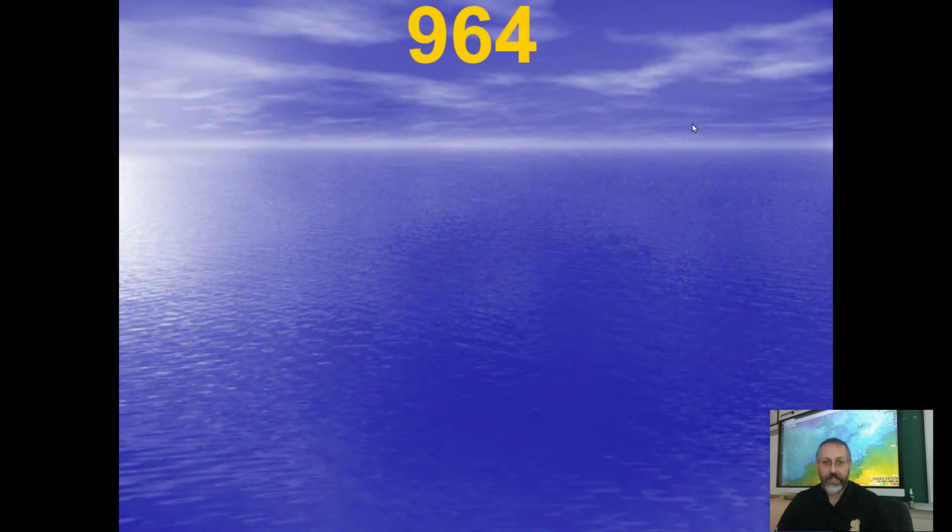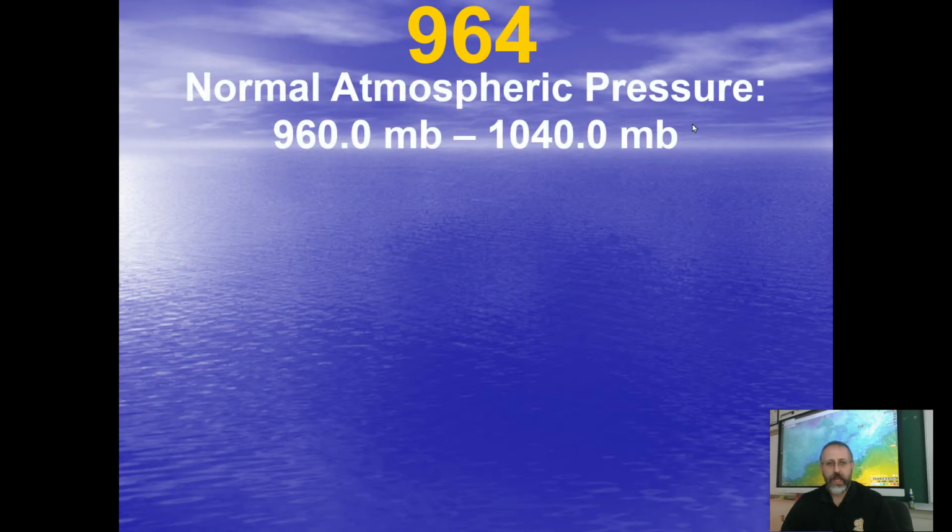Now that 964, back to that. That was the encoded, the code version of the pressure. The actual pressure was not 964. Now, normal atmospheric pressure on Earth ranges from about 960 to 1040. It can be a little lower, it can be a little higher, but that's the normal everyday range you wouldn't be shocked to find.